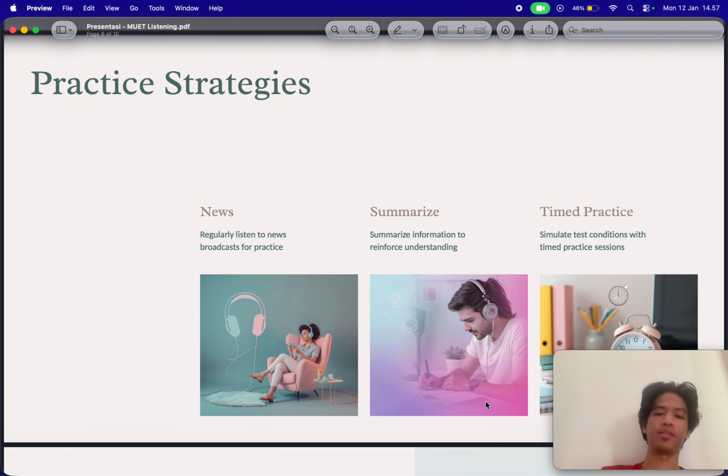After the exam, we can improve our listening skills by regularly listening to English media. This includes news, podcasts, or online lectures. Summarizing what you hear in your own words is a great way to check comprehension and remember details. And finally, simulating the exam conditions by timing yourself while practicing helps you get used to the pace and pressure of the test, making the real exam less stressful.